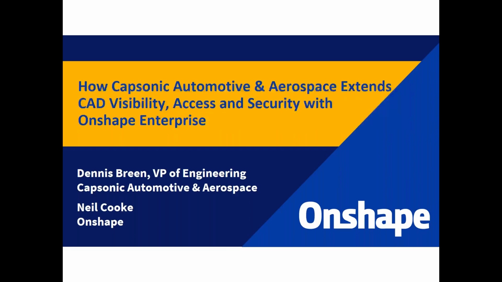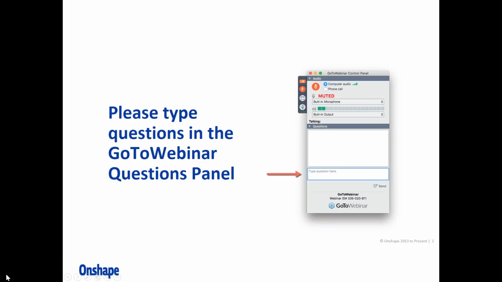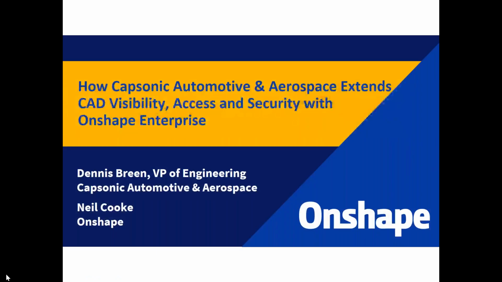Thank you for joining. My name is Neil Cook from Onshape, and today we're joined by a very special guest, Dennis Breen, who's the VP of Engineering at Capsonic Automotive and Aerospace. In this webinar, Dennis will be talking about how Capsonic Automotive and Aerospace extends their CAD visibility across the entire enterprise.